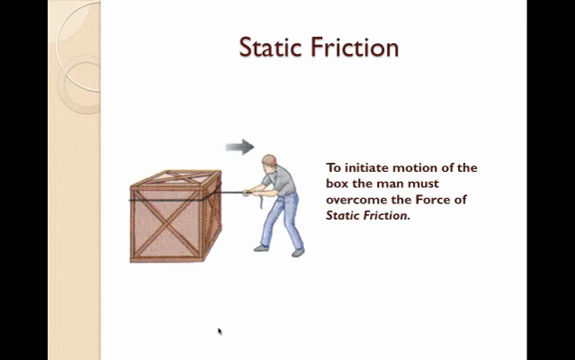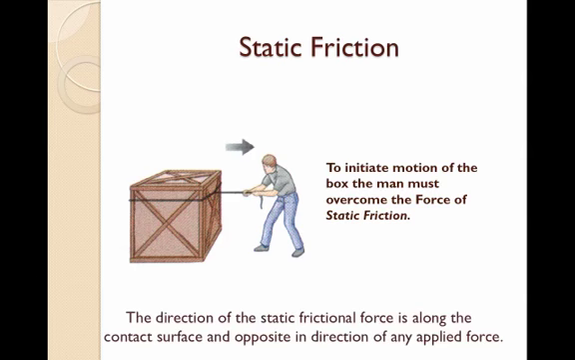Now, here's an example of static friction. So here's what I want you to understand. To initiate motion, to make the box move, this guy has got to overcome the force of static friction. The friction doesn't go away once it starts to move, but it's no longer static friction. Now it's called kinetic friction. And if it's helpful, think about this. The direction that the static frictional force is going to work is along the contact surface, but opposite the direction of the applied force. So you see the guy is pulling, in this graphic, the guy is pulling to the right, so friction would have to be working to the left.